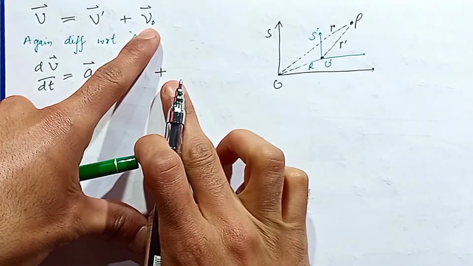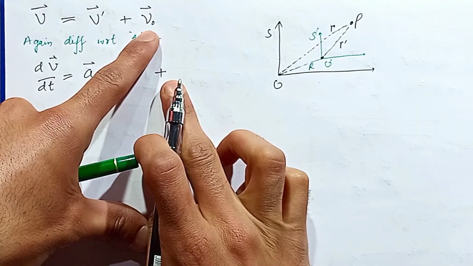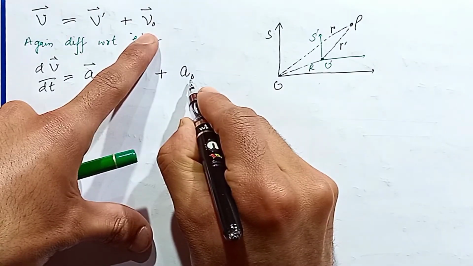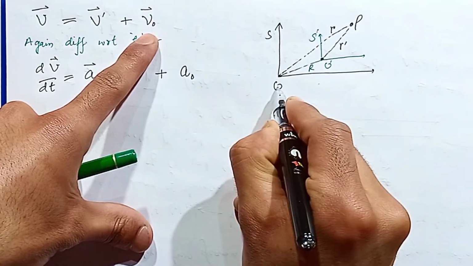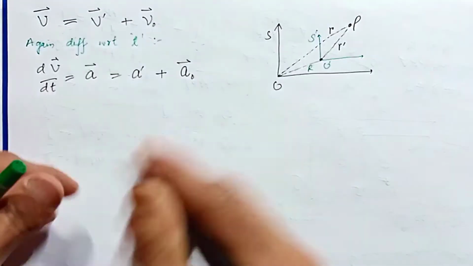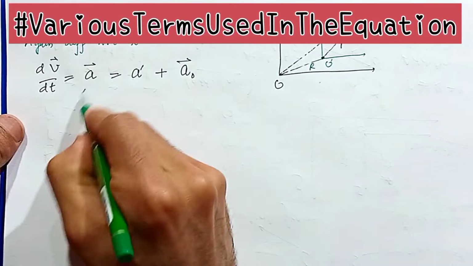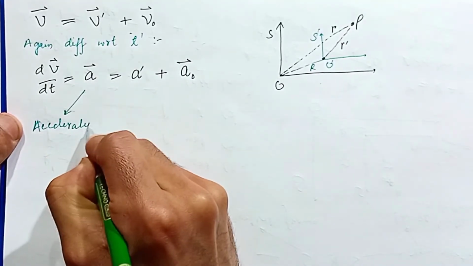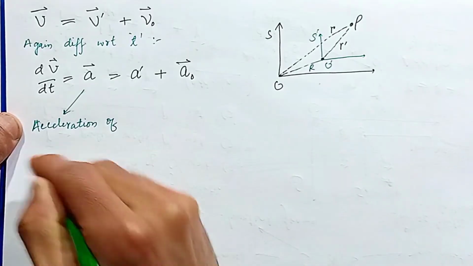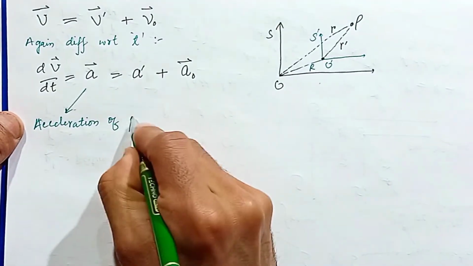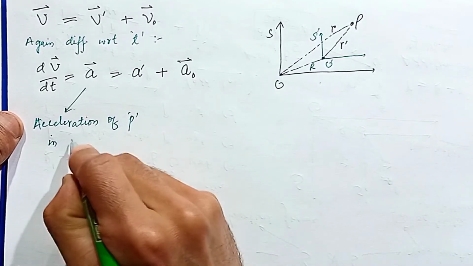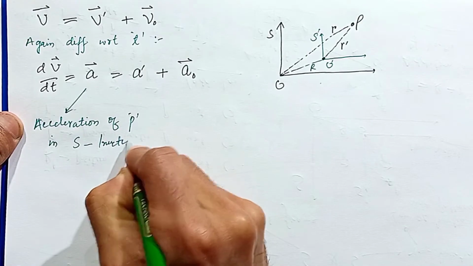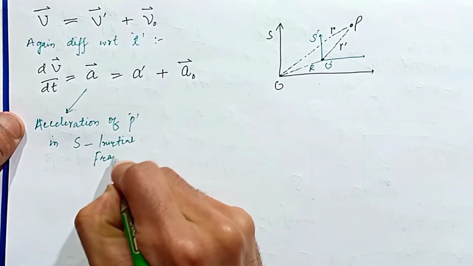So differentiating the velocity of the frame of reference S prime with respect to time, we will get the acceleration of the frame of reference with respect to origin O. So this is the acceleration of this particle p in S, that is, the inertial frame of reference.